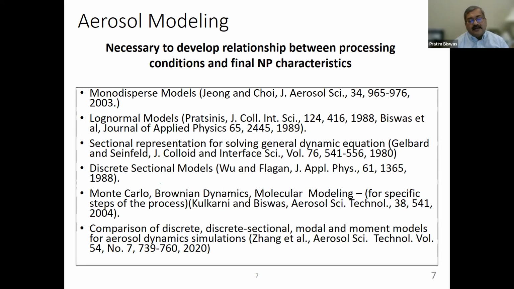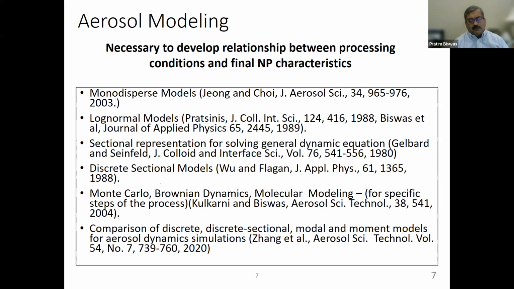Then to more accurately track the initial steps of particle formation, discrete sectional models came in. Of course, the discrete representation would be the most accurate, but even today you run out of computing horsepower to really run that for a broad spectrum of size ranges. So you combine the discrete with the sectional model, and then there are other kinds. People get into molecular modeling approaches, Monte Carlo approaches, and so forth.